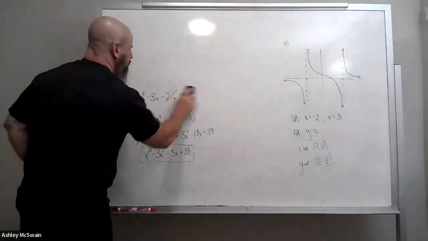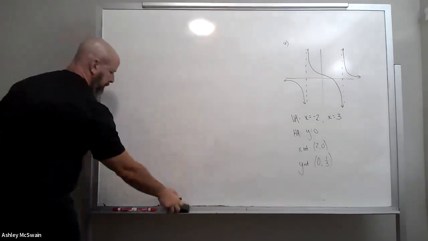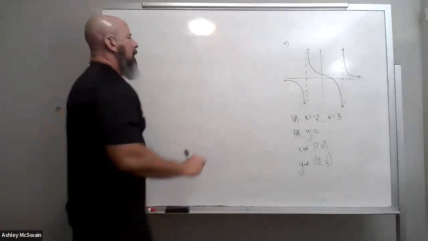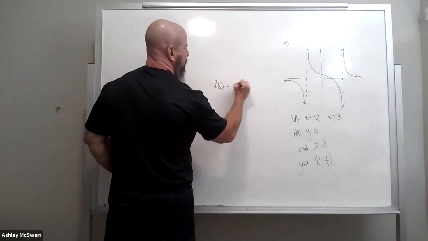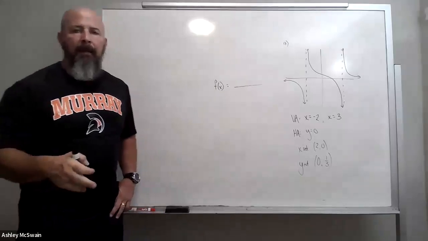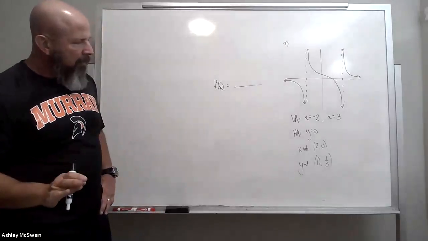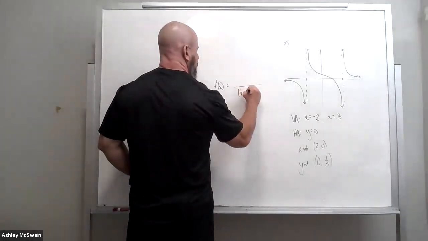Now, those are the pieces that are going to help me create the equation. So, f of x. Vertical asymptotes are the domain restrictions, so they were on the denominator. So if I have a vertical asymptote at -2, then there must have been an x plus 2 down there.